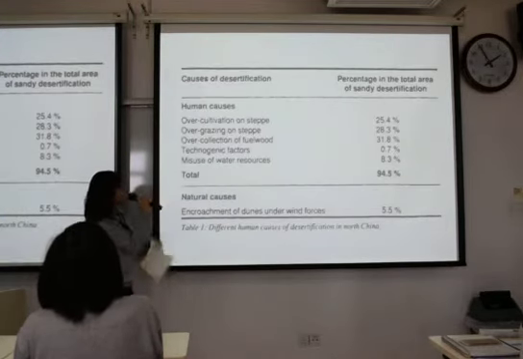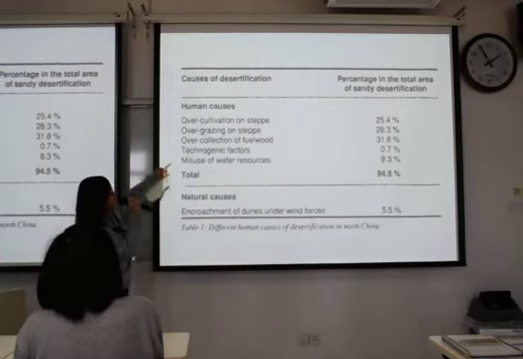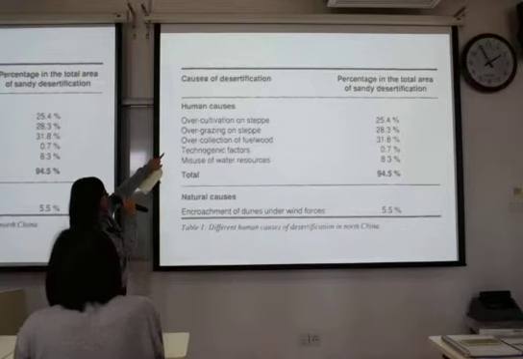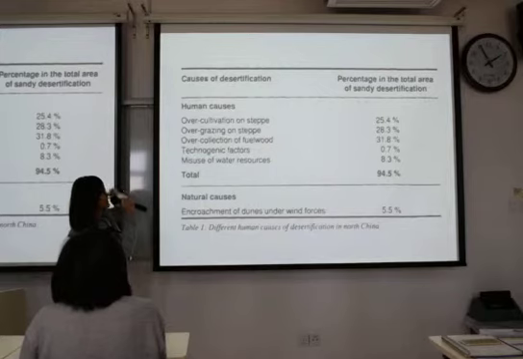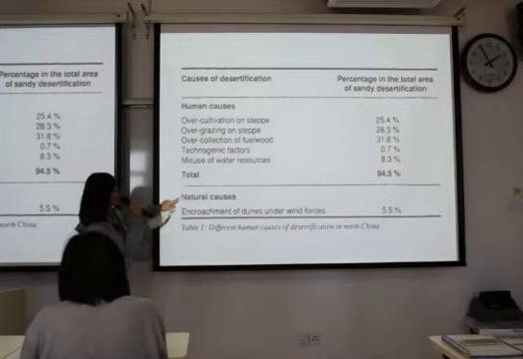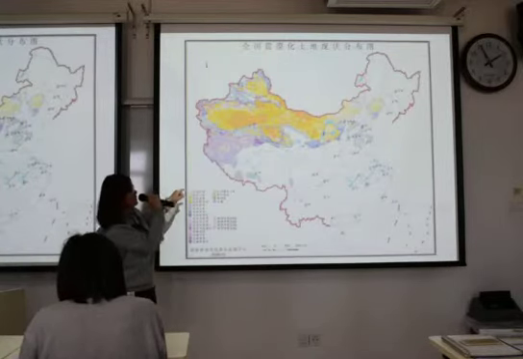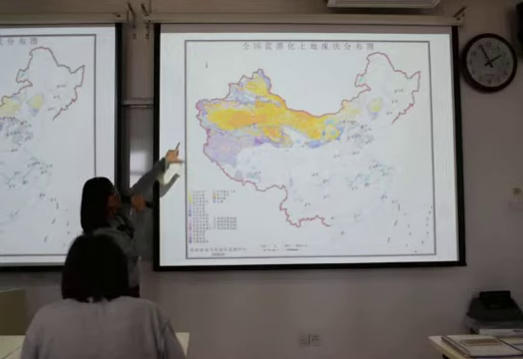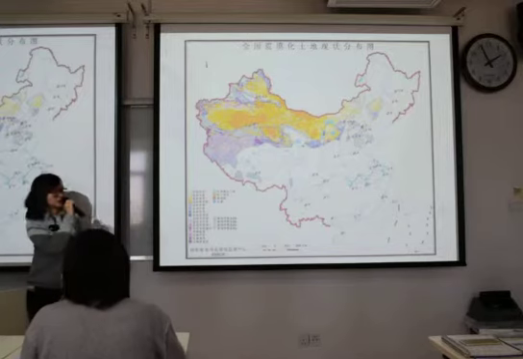This cause is in our China. Human activities are about 95% by human causes, like over cultivation in the dry areas, then excessive deforestation, overgrazing, over collection of firewood, and the natural causes only the 5%. This is our China, and all this part will be on the north of China. So I'll pass the microphone.